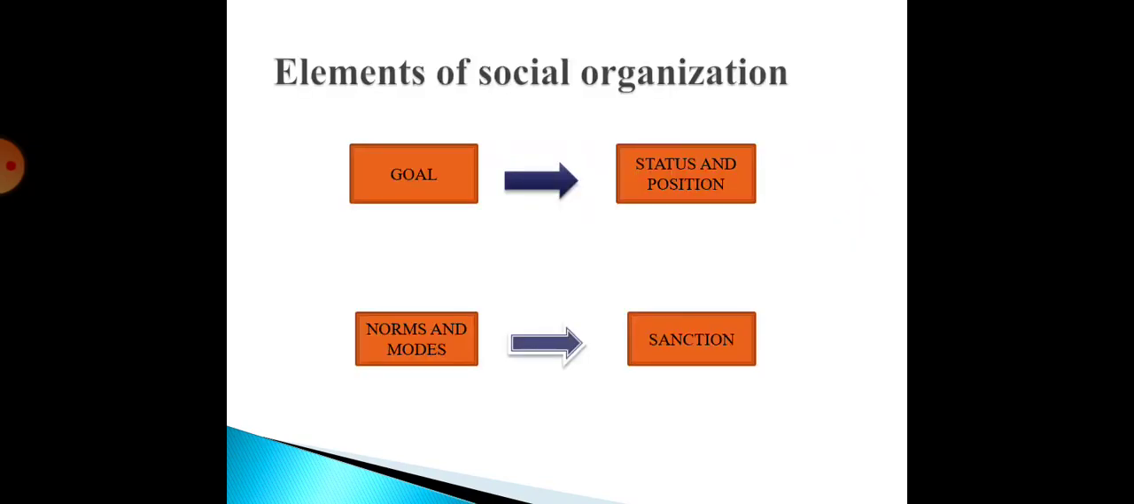Next we will see the elements of social organization. There are four elements of social organization. First, goal. Next, status and position. Next, norms and modes. Next, sanction. Here, goal means the members of a social organization are interrelated and have unity of interest. They are interconnected, having common interest and unity. They are in a group, having homogeneous unity.